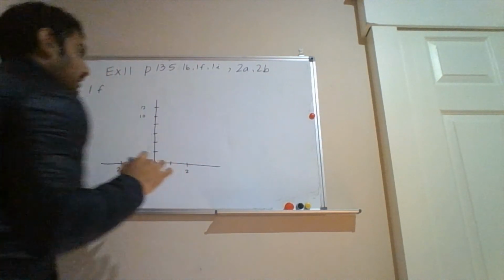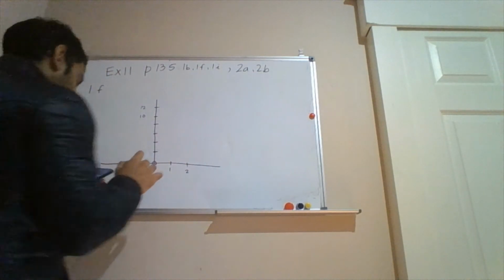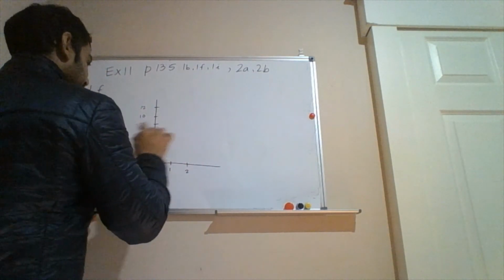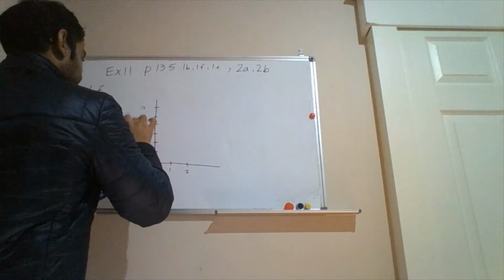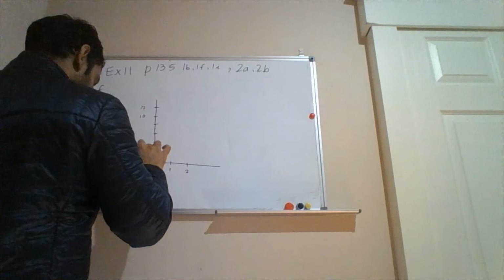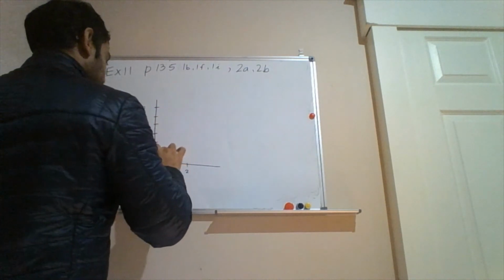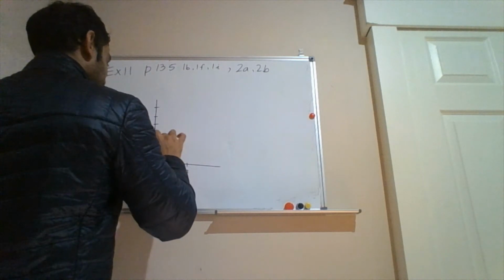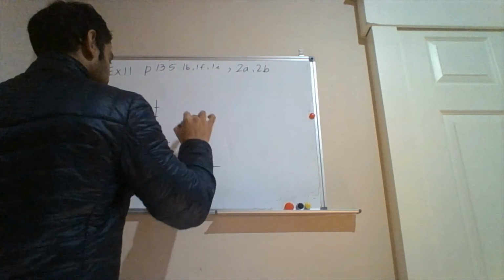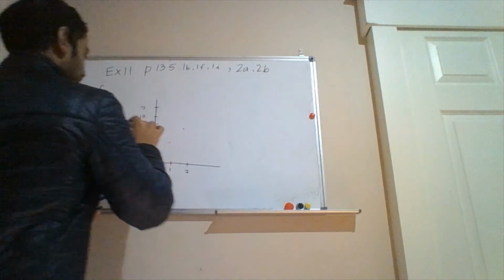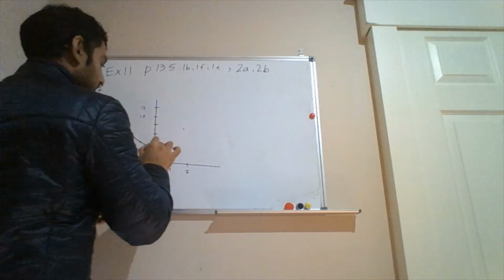Okay, so our first graph was -2 and 7. So 6, 7 is midway. Then -1 and 4, 0 and 3, 1 and 4, 2 and 7. So our graph would look something like this.